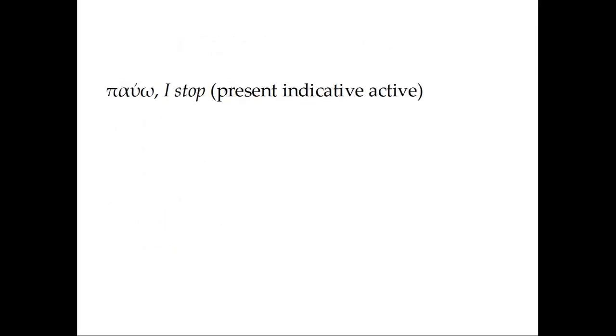Let's look at a Greek conjugation. So, pao, "I stop," in the present indicative active. This is the form that we're going to see verbs introduced in the readings.